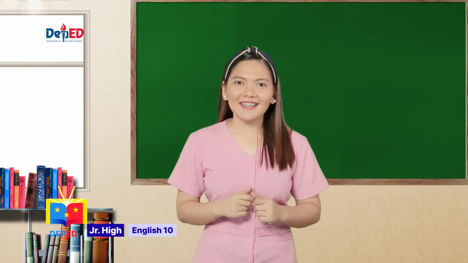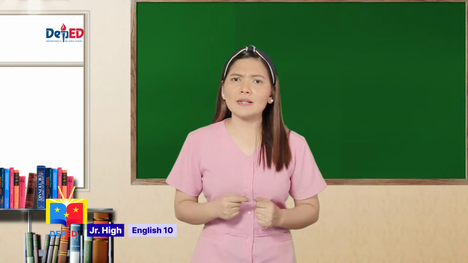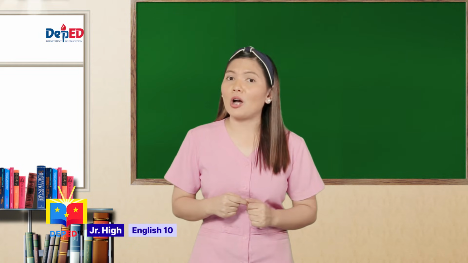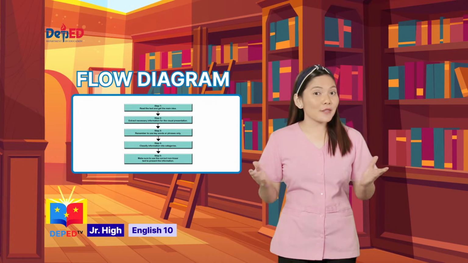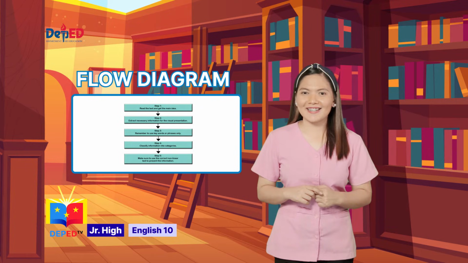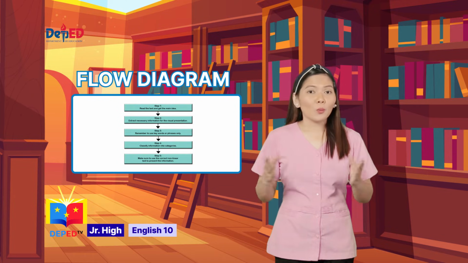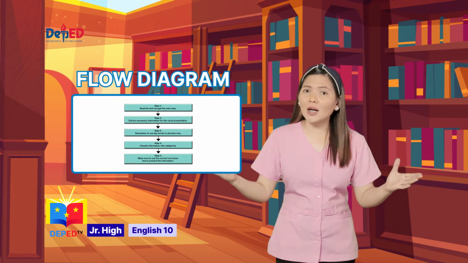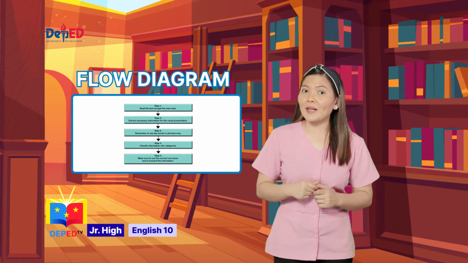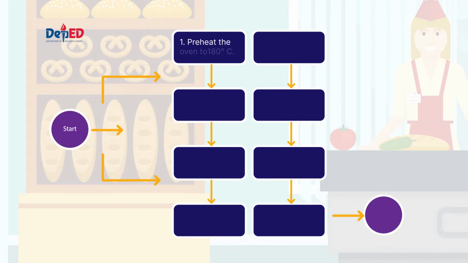In a nutshell, a fishbone or Ishikawa diagram is very useful as it helps in finding out the root cause of a problem. Another example is the flow diagram. This is a sequence chart that shows order or series of events. We use this in concepts that follow processes. When presenting about the process of baking a chocolate cake, we could use a flow diagram. Let's try! First, we have to preheat the oven to 180 degrees Celsius.